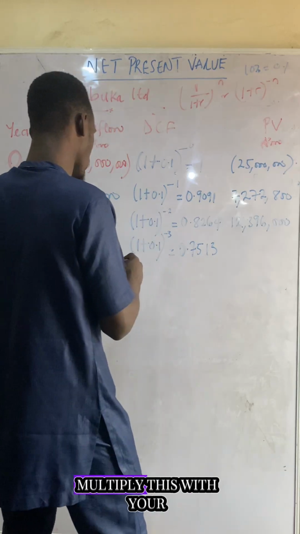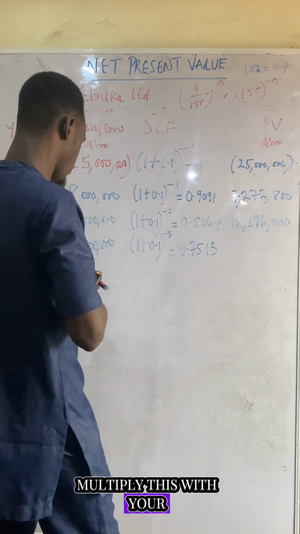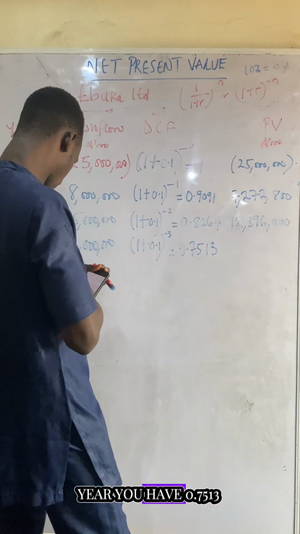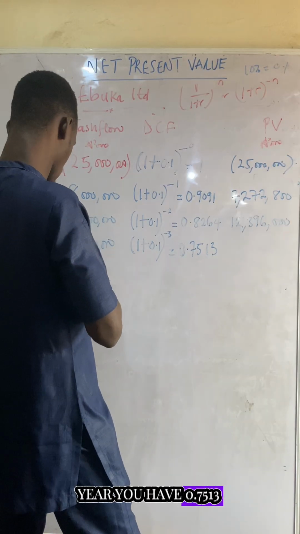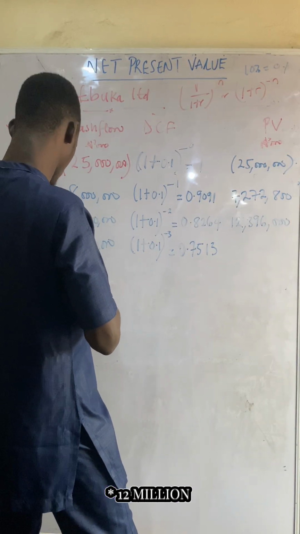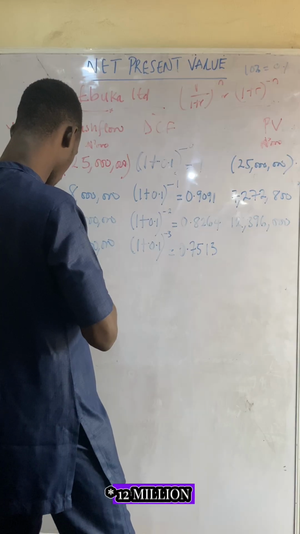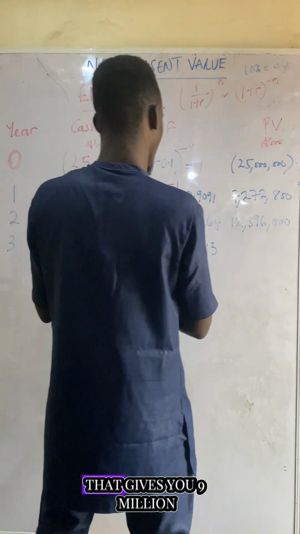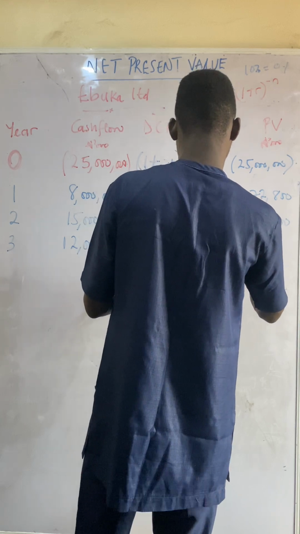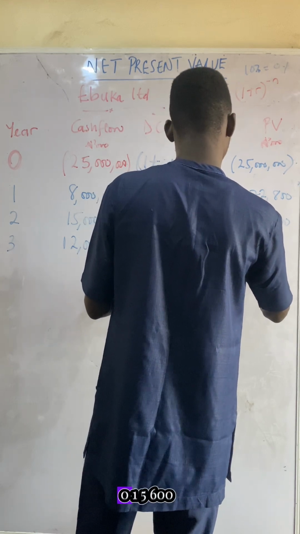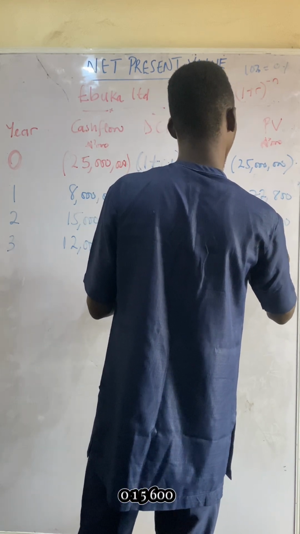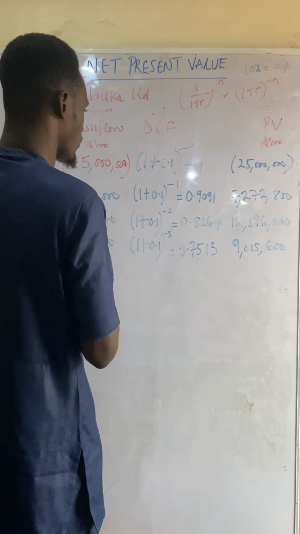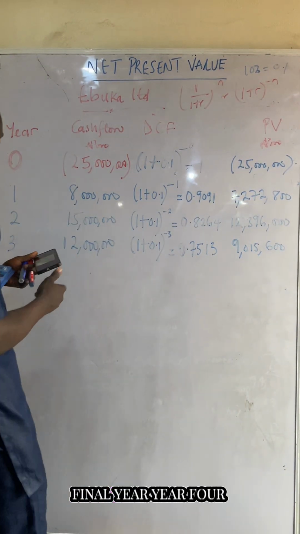0.7513. So when you multiply this with your cash flow for the year, you have 0.7513 times 12 million. That gives you 9,015,600. Are we good? Now, finally, to the final year, year 4.